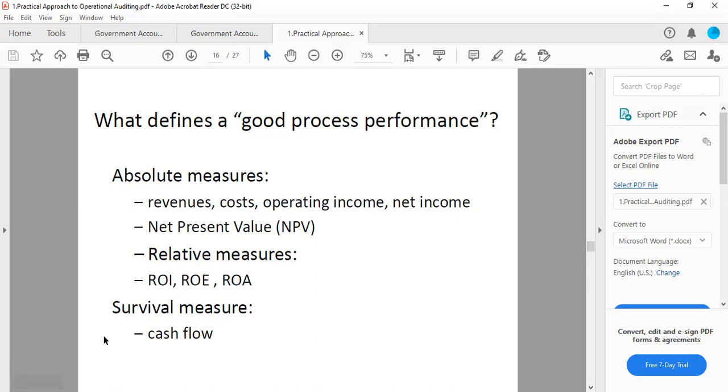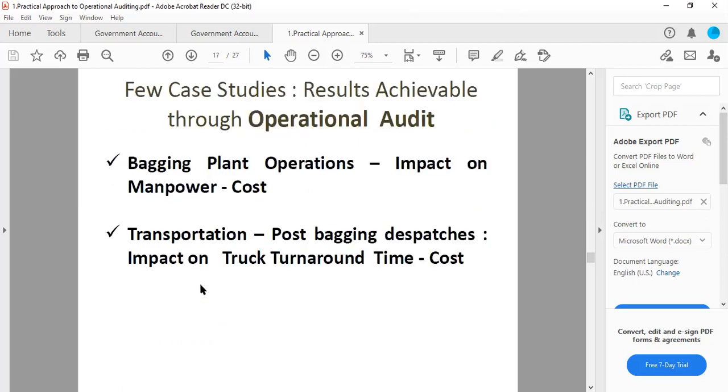Next is survival measure. So we look into the operating cash flows of the company because we're talking about good process performance. So we look into the net cash provided by, which means positive, from operating activities.